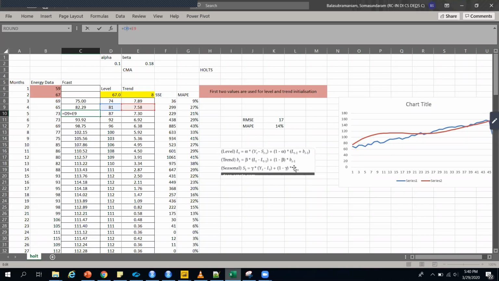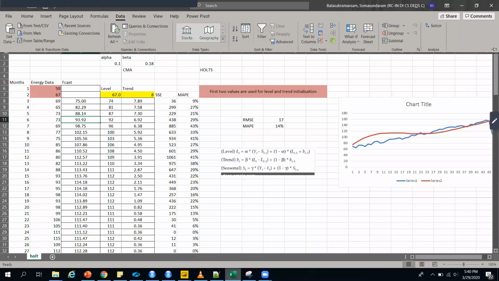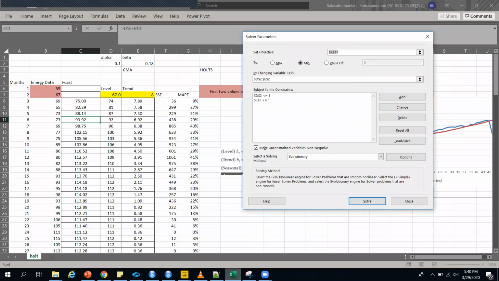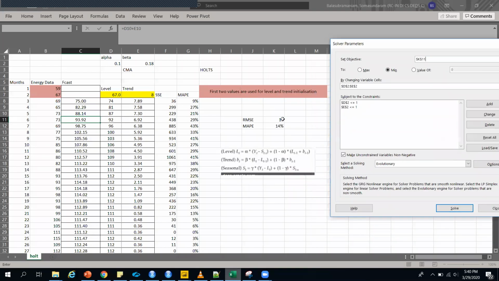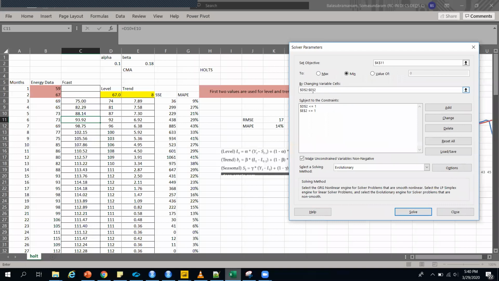Okay, here also let me try using the solver. So where is my K? Yeah, K, that is my root mean square error. Here also I have the mean square error, the square root error and the MAP value. And I want the root mean square error to be less, by changing two values. What are the two values? One is D2, which is my alpha value, and E2, which is my beta value. Now, when you add the seasonal, you can have your gamma value as F2. Okay, so that is also possible.